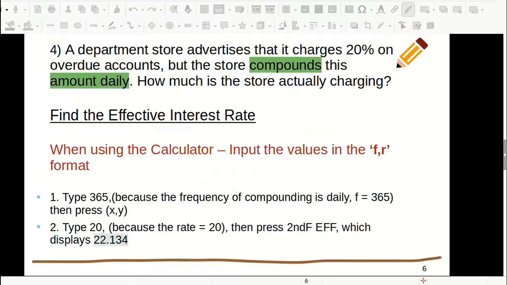You can use EAR to compare different financial products that have different compounding frequencies to find the best deal. Also, in the credit cards that we use, we can see that the EAR is much greater than the QAR because the quoted rate is combined with daily compounding. And when using the calculator, you always input the values in the F, R format, where F is the frequency of compounding and R is the interest rate.